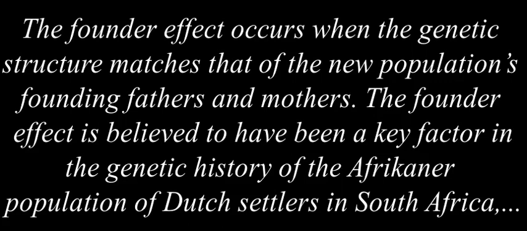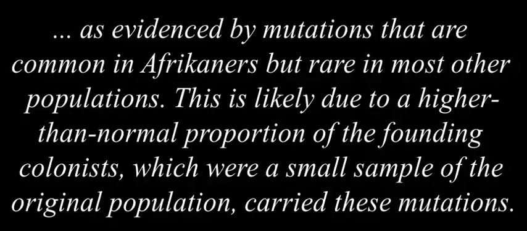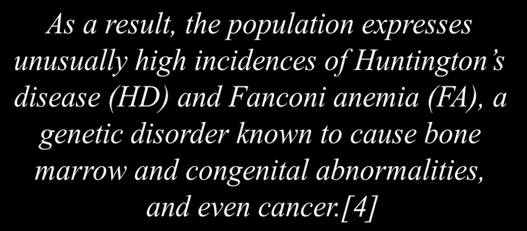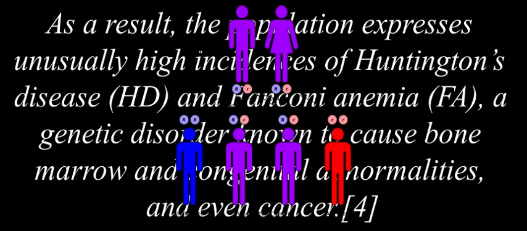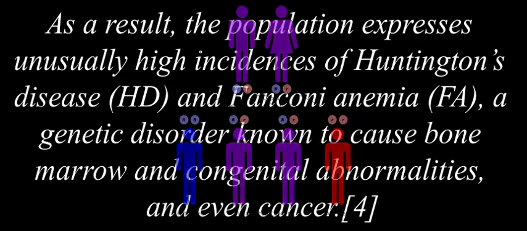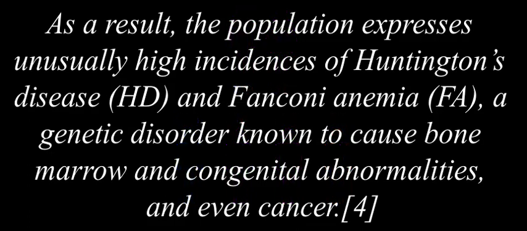The founder effect is believed to have been a key factor in the genetic history of the Afrikaner population of Dutch settlers in South Africa, as evidenced by mutations that are common in Afrikaners but rare in most other populations. This is likely due to a higher than normal proportion of the founding colonists, which were a small sample of the original population, carried these mutations. As a result, the population expresses unusually high incidences of Huntington's disease, or HD, and Fanconi anemia, FA, a genetic disorder known to cause bone marrow and congenital abnormalities and even cancer.